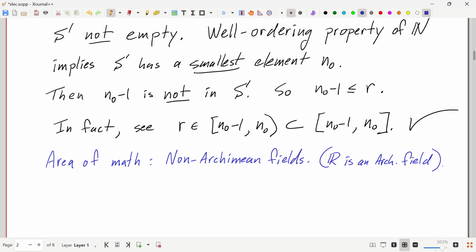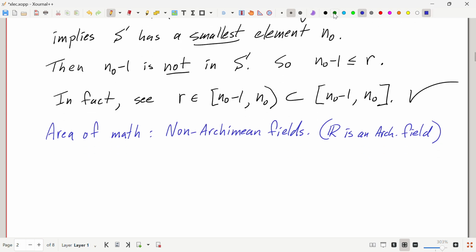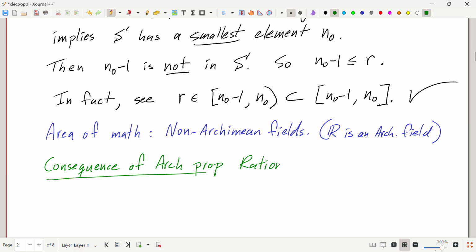Well, something that's going to pop out from these considerations is important today, and it's the fact that the rational numbers are dense among the real numbers. So a consequence of the Archimedean property: rational numbers are dense in R. I haven't told you what dense means, but I will.